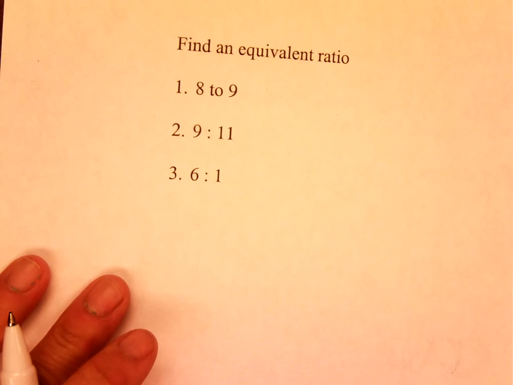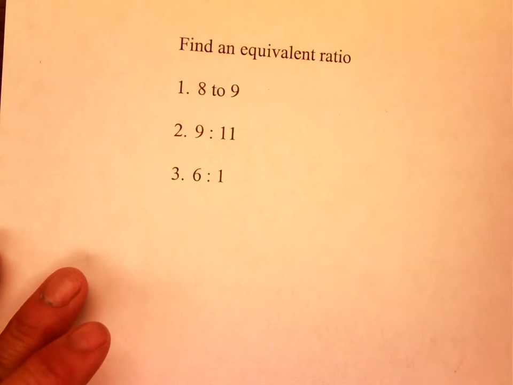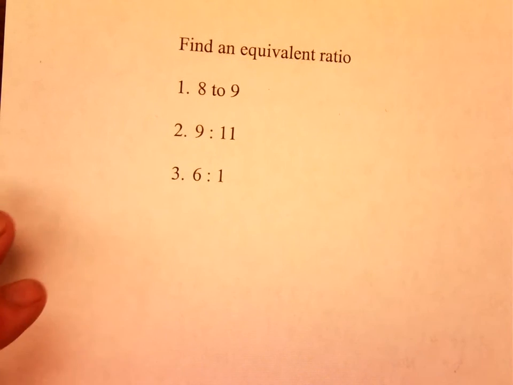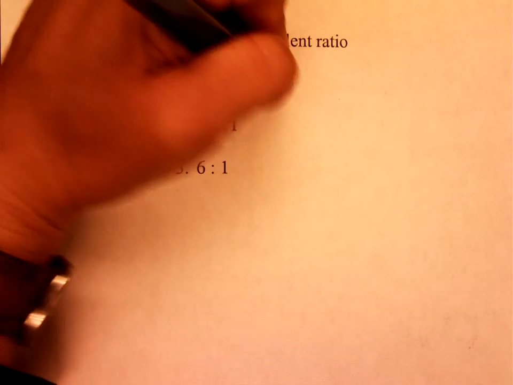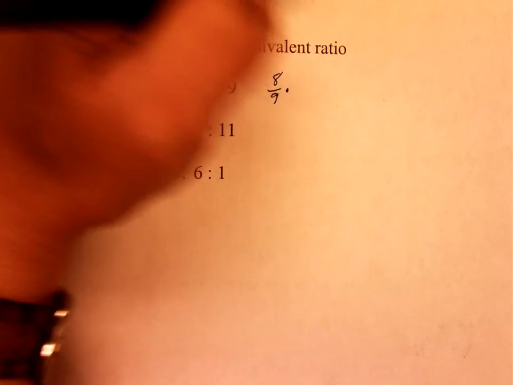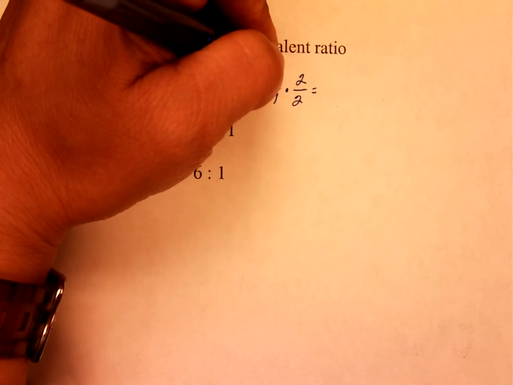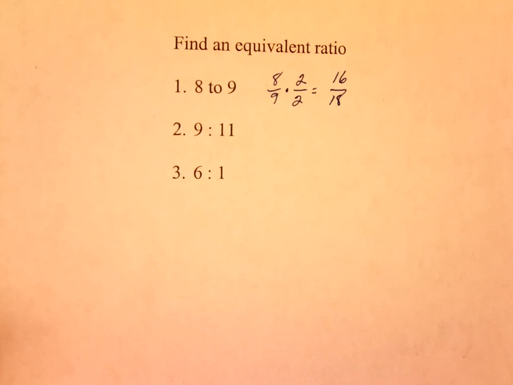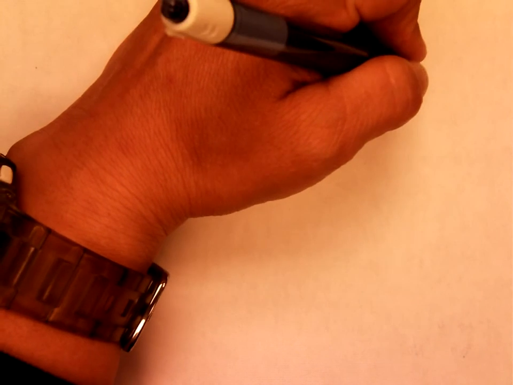All right, the next part says find an equivalent ratio. So you have 8 to 9, which is really 8 over 9. So it's just the same thing as what we were doing before. You can multiply or divide by any number as long as you show me what you're doing. So I'm going to multiply by 2. So 8 times 2 is 16. 9 times 2 is 18. And there's your equivalent ratio. So then I would write this as 16 to 18, exactly the way they have written it.